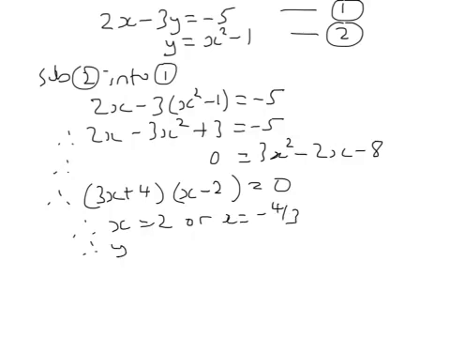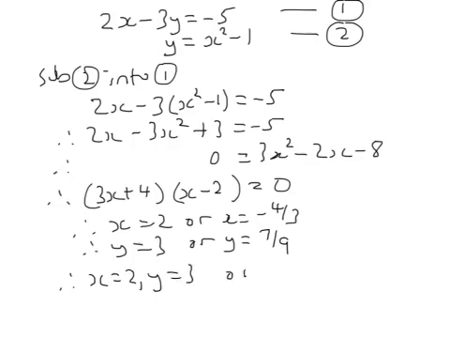y is x squared minus 1, so 2 squared minus 1, that's 3. And minus 4 over 3 squared, that's 16 over 9, take away 1, that's 7 over 9. It's best to write them in pairs, so therefore x equals 2, y equals 3, or x equals minus 4/3, y equals 7/9.